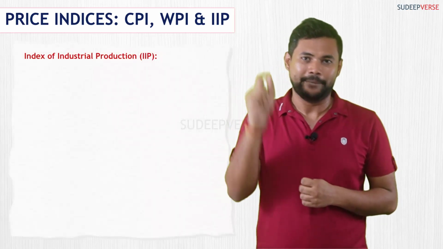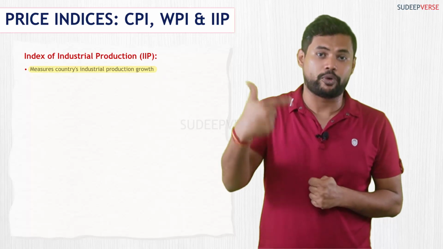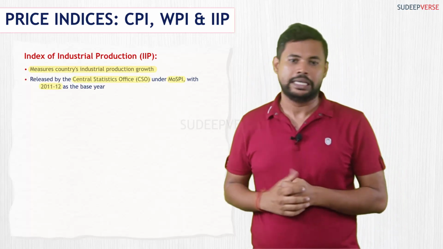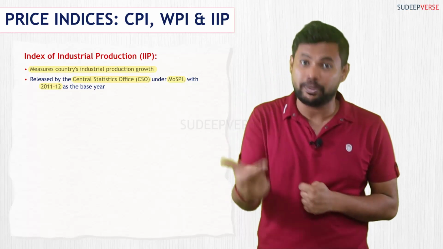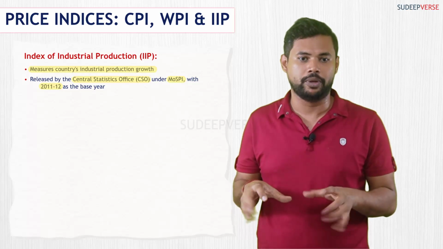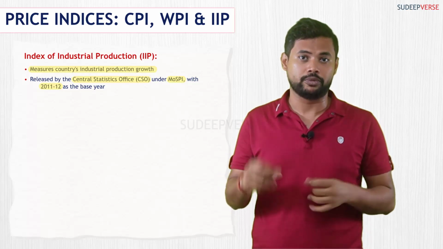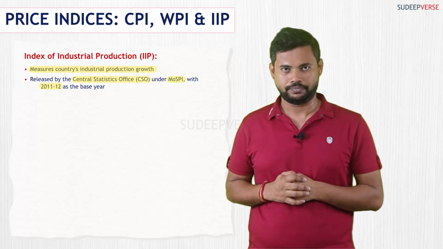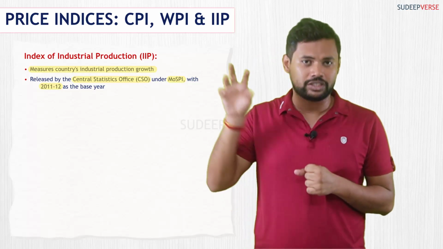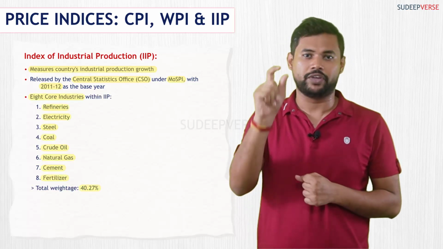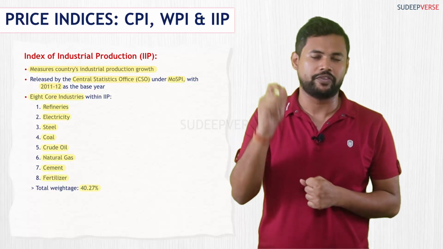It is a measure of the country's industrial production growth. The base year is 2011-12. It is released on the 12th of every month by CSO under MOSPI, and the CSO MOSPI is responsible for both the compilation as well as the publication of the Index of Industrial Production. Broadly, within this IIP you have 8 core industries. These 8 core industries are given a weightage of 40.27%.